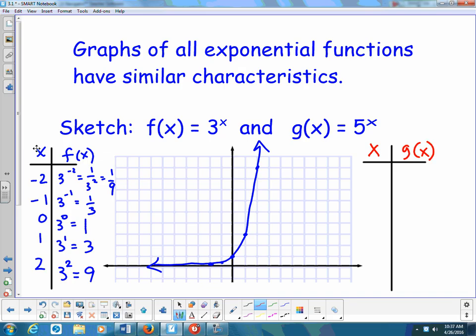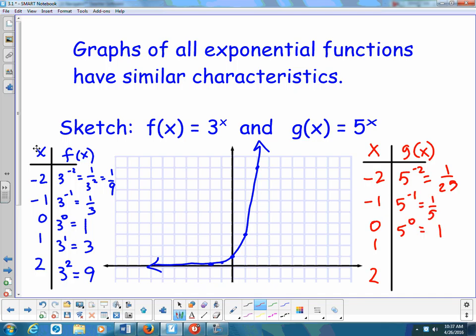What about x versus g of x? Now if I plug in negative 2, negative 1, 0, 1, and 2, negative 2 would be 5 to the negative 2, and that's 1/25. If I plug in a negative 1, I get 1/5. If I plug in a 0, I get 1.